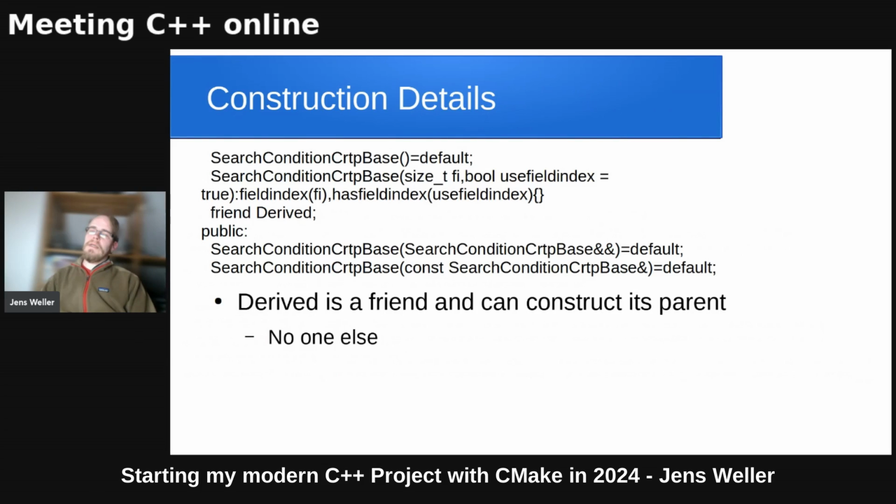And in that way, the derived class is a friend and can construct its parent and no one else. I wasn't sure about how things play out, so at the moment I'm not sure about the move in the copy constructor. It's there. Probably I will delete it and see if it still compiles, as I have tests, and see if it works as private.